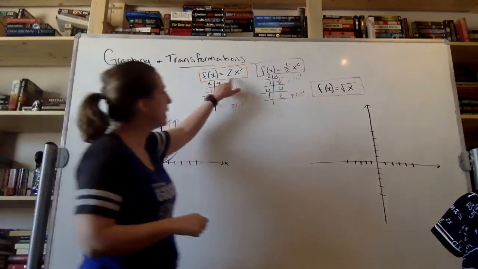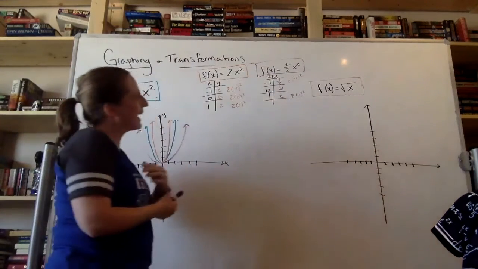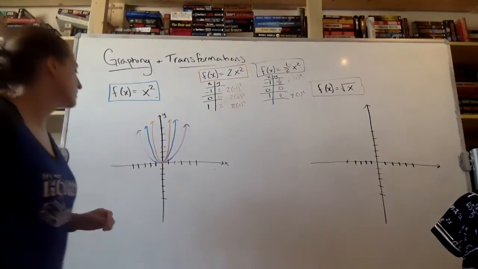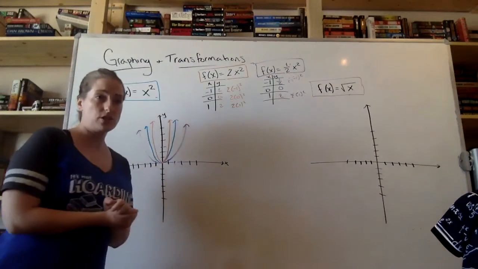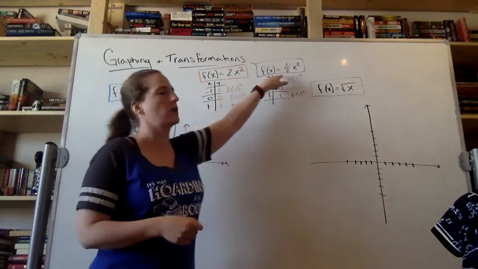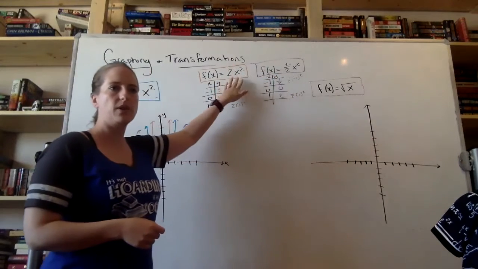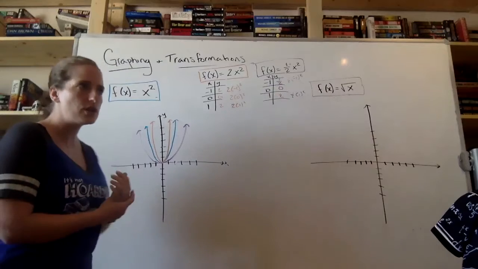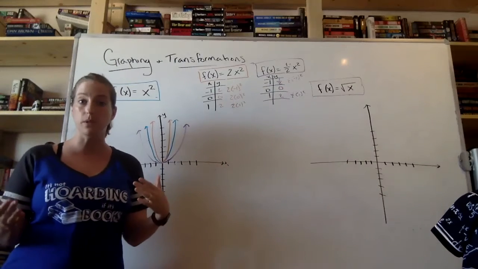When I'm multiplying, and again, I'm multiplying outside here, I'm getting vertical stretches or compressions, okay? Your book just calls these stretches, so this would be a stretch of 2 or a stretch of 1/2. Other places will refer to this as a stretch of 2 and a compression of 1/2. I like the stretch and compression because it kind of makes a little bit more sense to me.